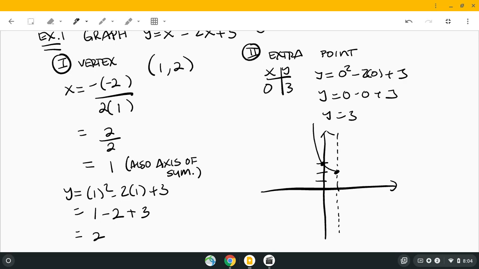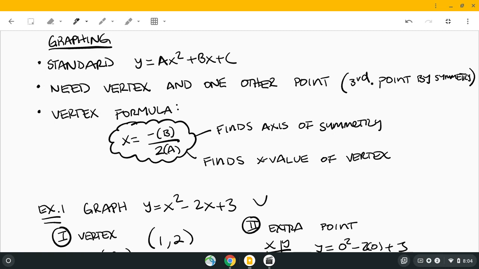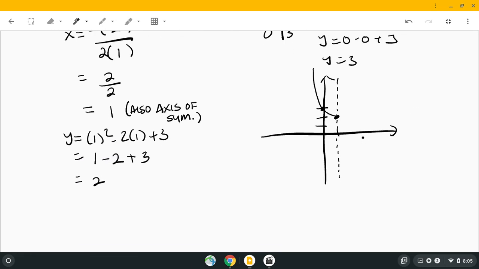Okay, and I had mentioned up here that we would get the third point by symmetry. So we got the vertex, we got one other point, and we get the third point by symmetry. So over here, that's the vertex, and this is our extra point. And we see that from the vertex, it's 1 away and 1 up. That's what you're going to have on this side. If you went 1 this way and 1 up, you're going to go 1 this way and 1 up.